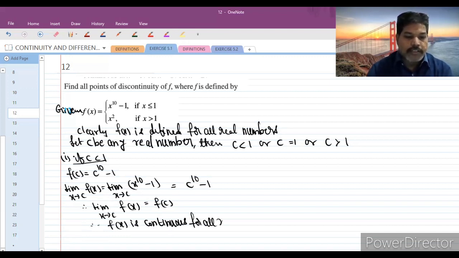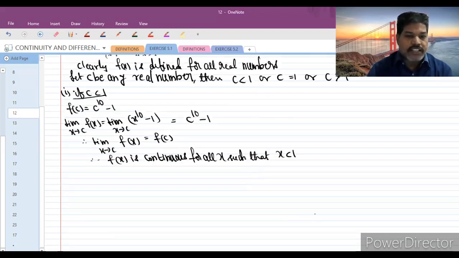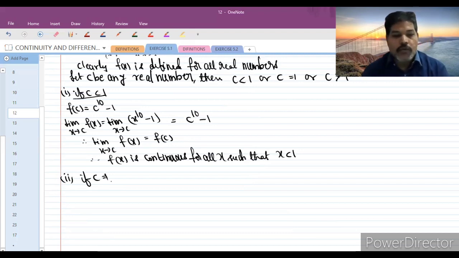such that x is less than 1. So what is the second case? I will take the second case, case 2: if c is equal to 1. If c is equal to 1, then what happens? So f of c value, what is f of c?